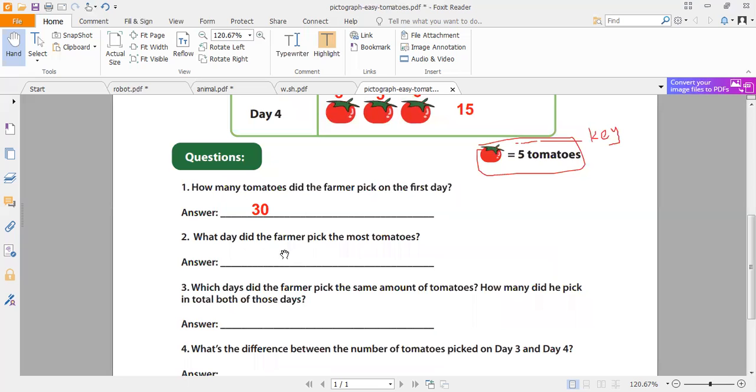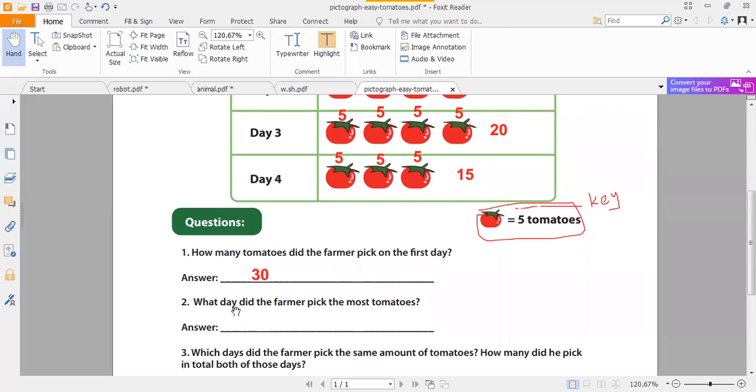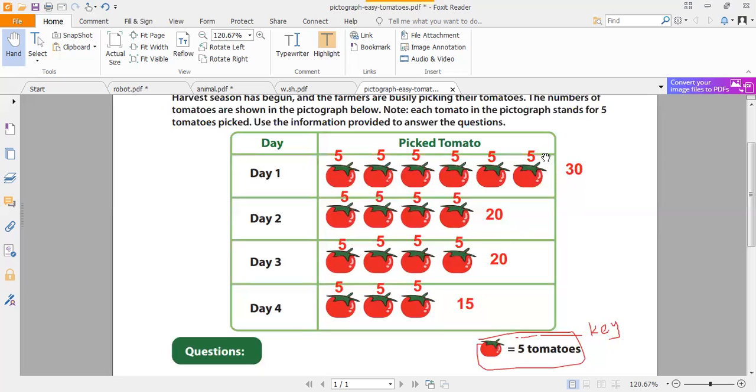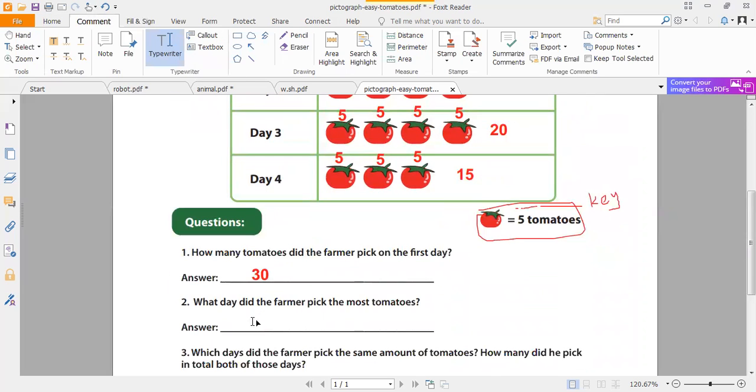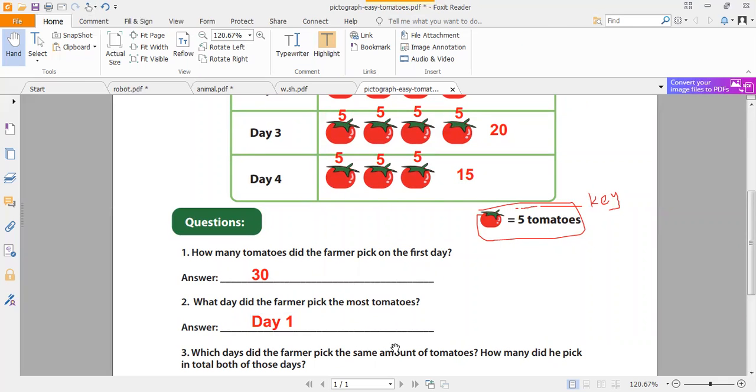Okay, let's answer question 2. What day did the farmer pick the most tomatoes? In which day did the farmer pick a big number of tomatoes? The most tomatoes? In day 1, right? The biggest number here is 30. We have in day 1, he picked 30. In day 2, he picked 20. In day 3, he picked 20 also. In day 4, he picked 15. That means the day the farmer picked the most tomatoes will be day 1. Okay.